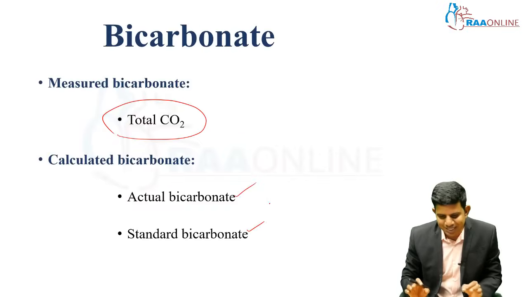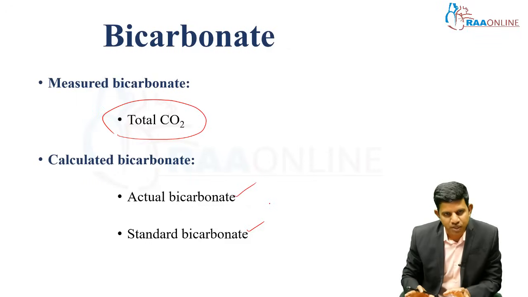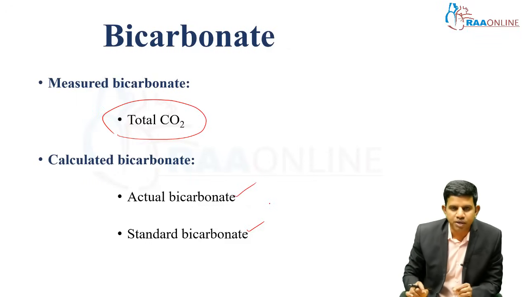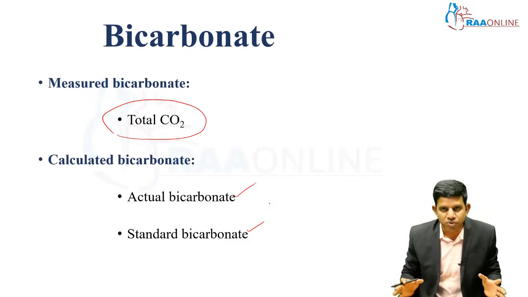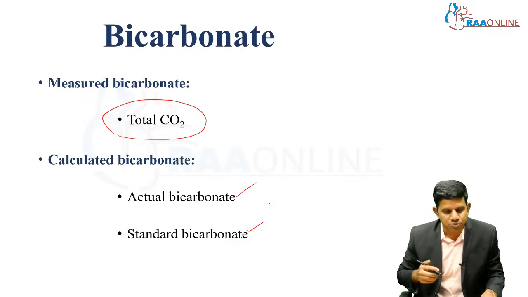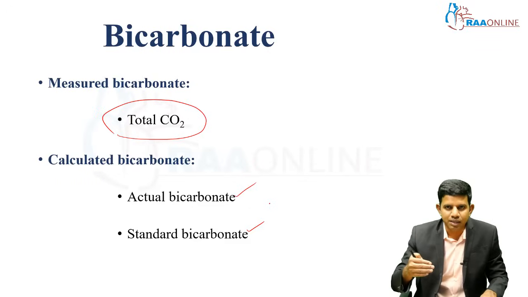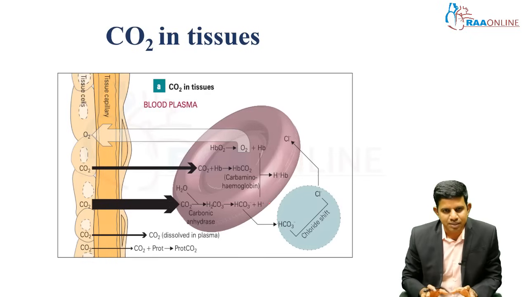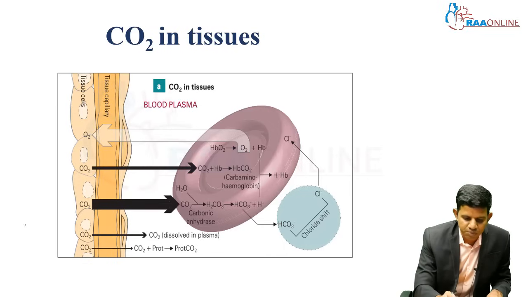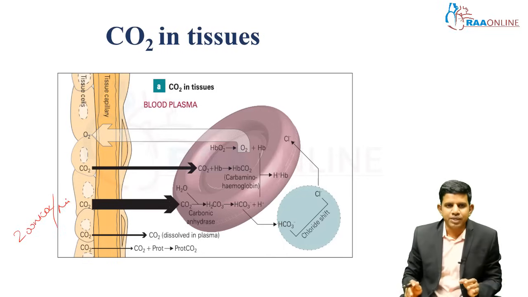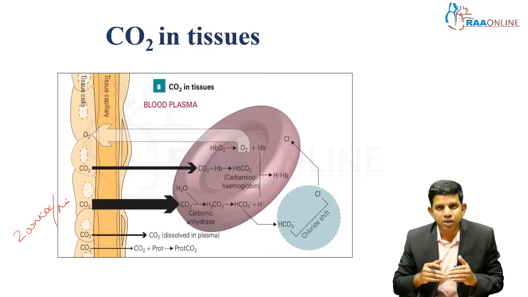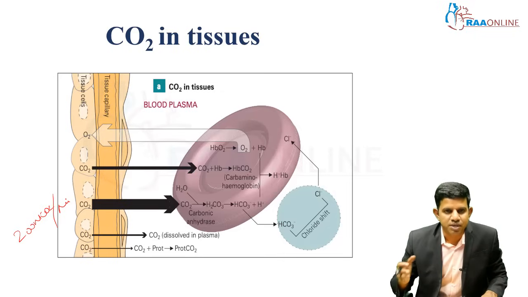Before discussing the bicarbonate level, what is total bicarbonate, measured bicarbonate, actual bicarbonate, and standard bicarbonate, we should know how carbon dioxide is transported from the tissue to the lung. Then only can we understand these. In normal metabolism, when I am not doing any work, my body produces almost 200 ml of carbon dioxide per minute. With exercise, the carbon dioxide production may increase up to 5 times my normal range.